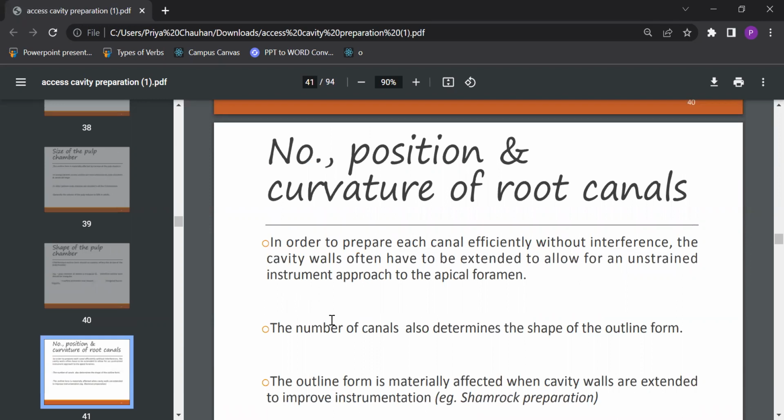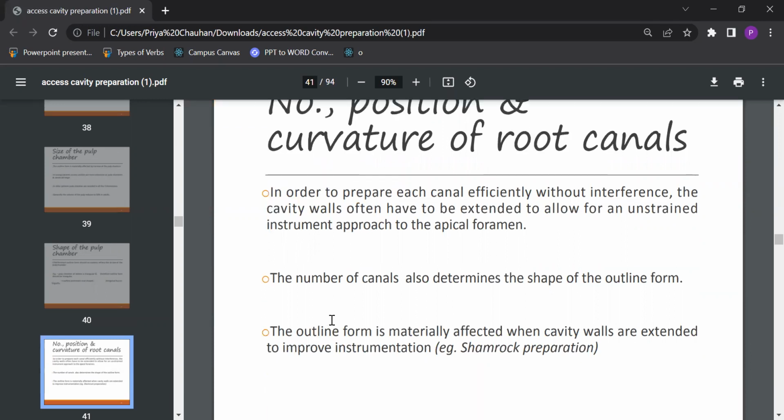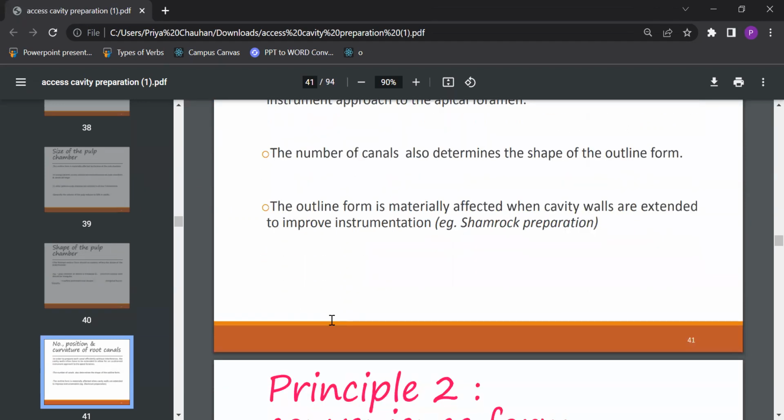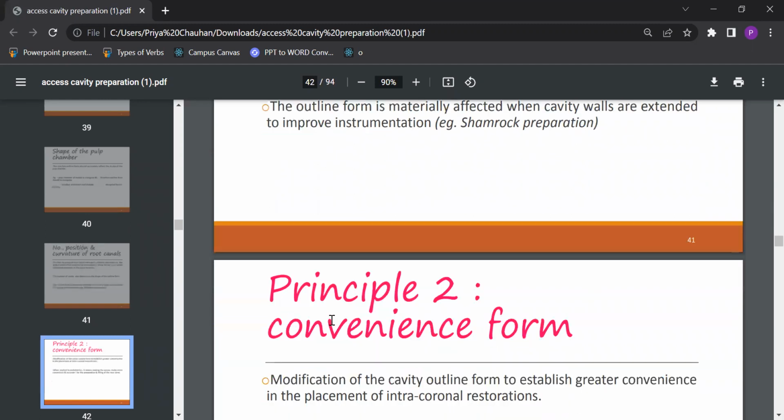The cavity walls often have to be extended to allow for an unstrained instrument approach to the apical foramen. The number of canals also determines the shape of the outline form. The outline form is materially affected when the cavity walls are extended to improve instrumentation.